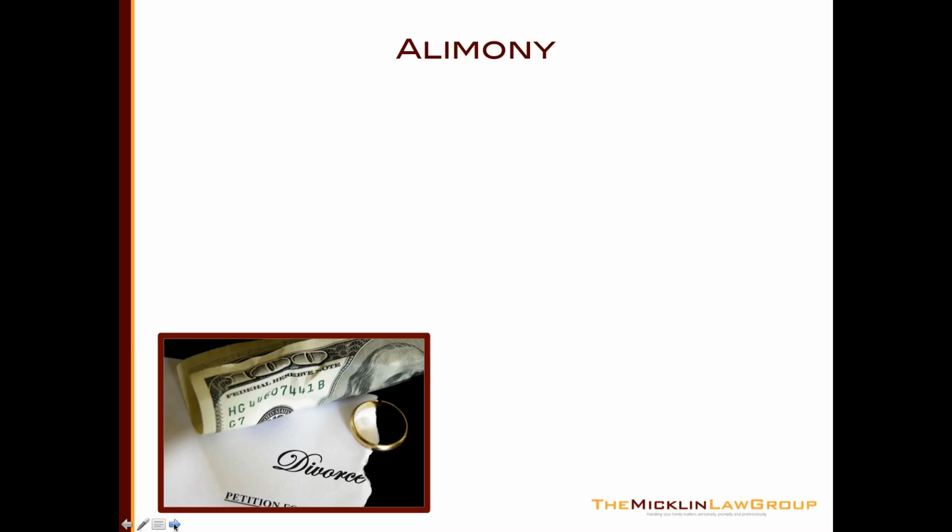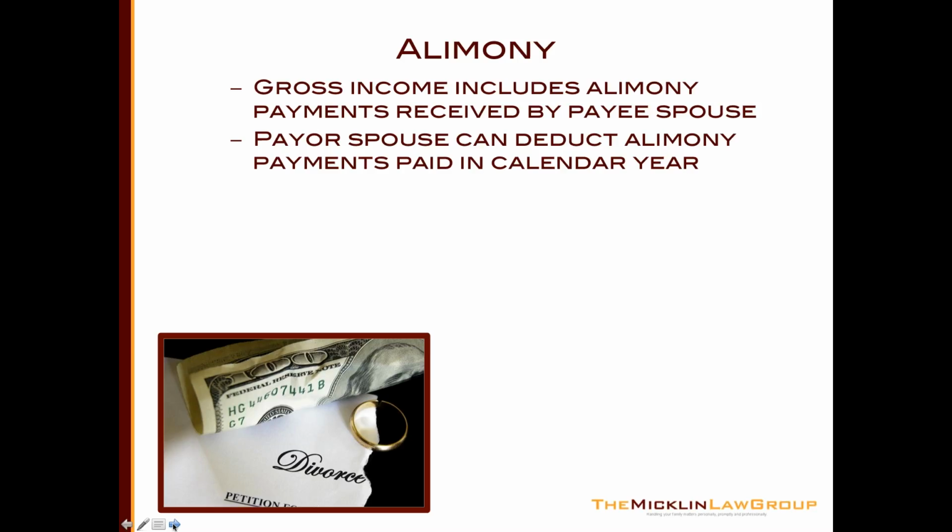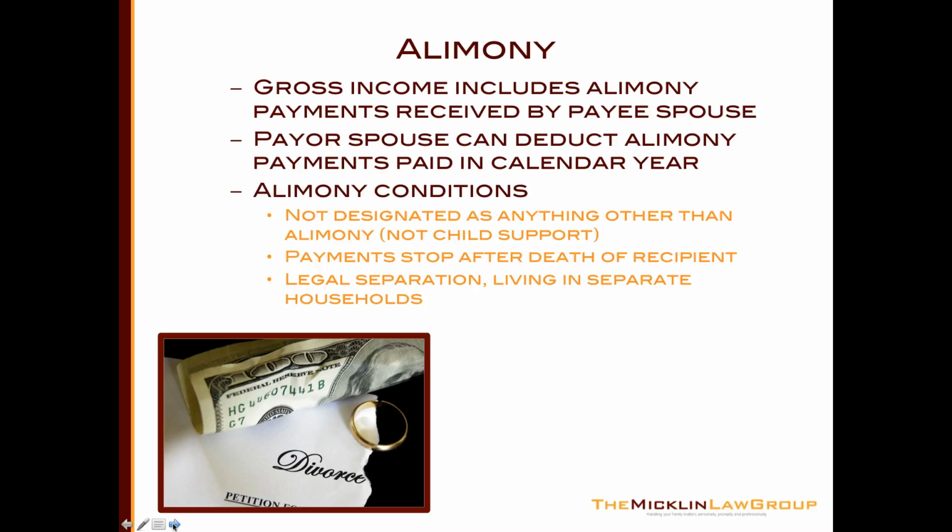So now let's talk about the big one, alimony. One of the most heated, difficult issues in a divorce is alimony. And there are obviously significant tax consequences to alimony. So let's look just generally first. Gross income includes alimony payments received by the payee spouse. These are words we'll see often, payor, payee. Payee is the person who's receiving it.